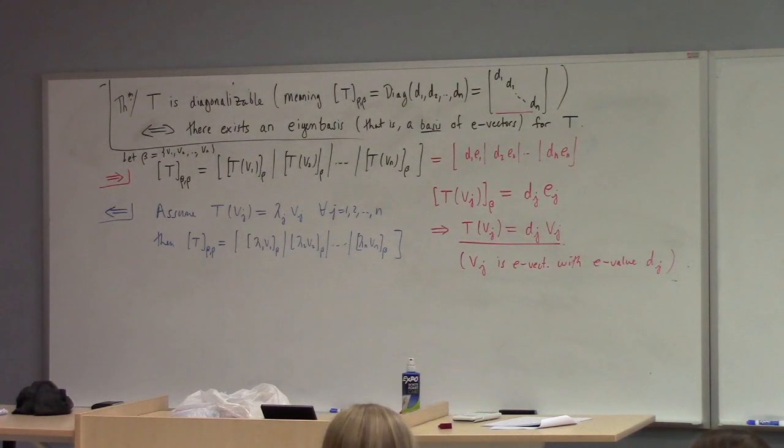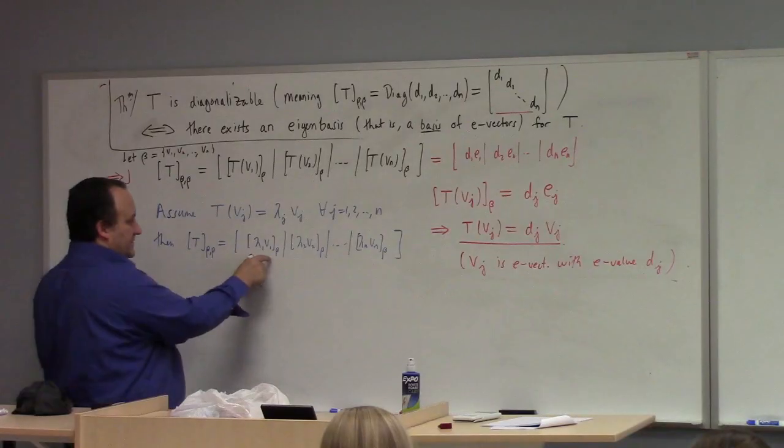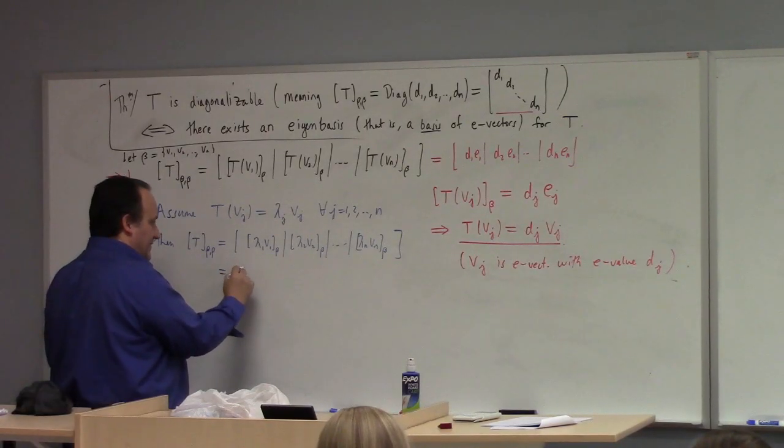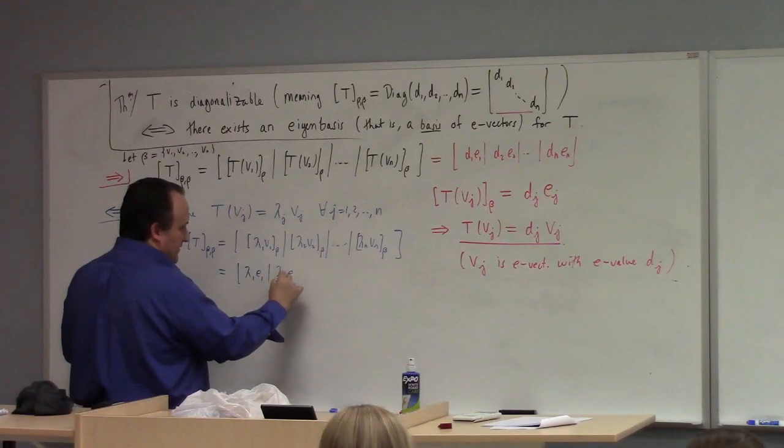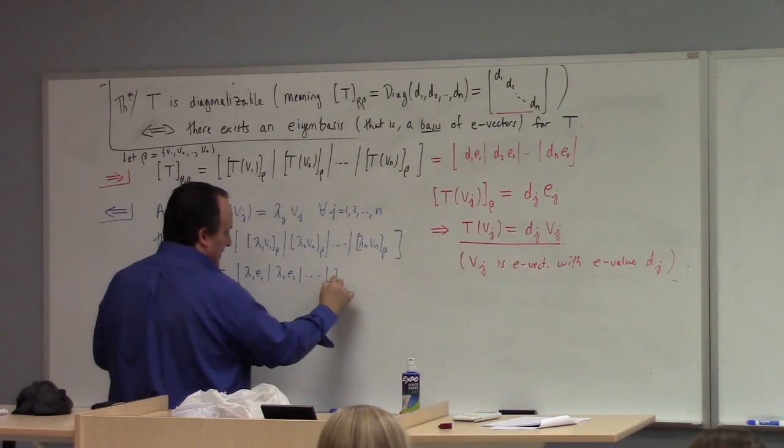Well, look, this, by definition of the coordinate map, is lambda 1 E1. And then you've got lambda 2 E2, up to lambda n En.